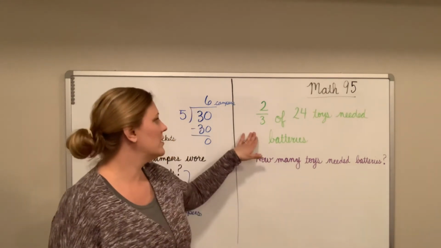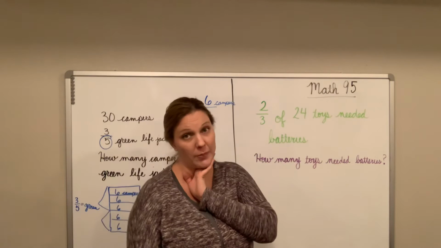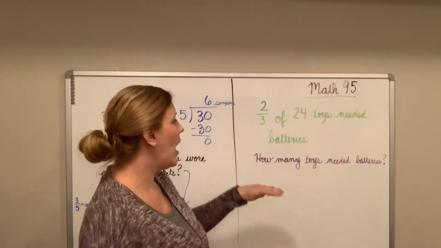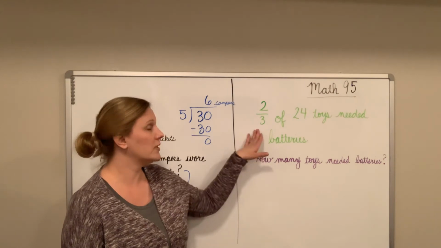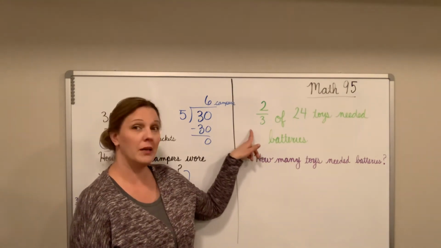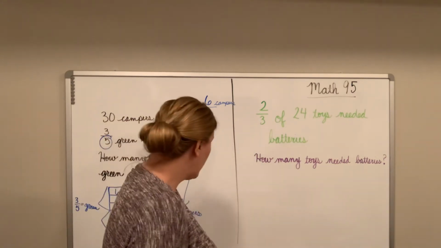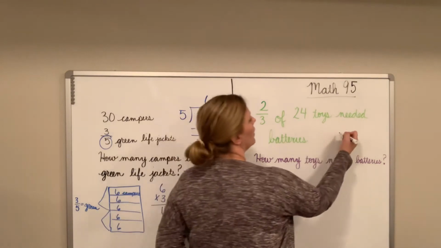So 2/3 of the 24 toys needed batteries. I don't think we have 24 toys and games in my house that need batteries, but we do have quite a few. So how many toys needed batteries? So 2/3 of the 24 toys. So we've got 3 groups of toys. How many in each group? Let's find out. We're going to do that by taking 24 divided by 3.